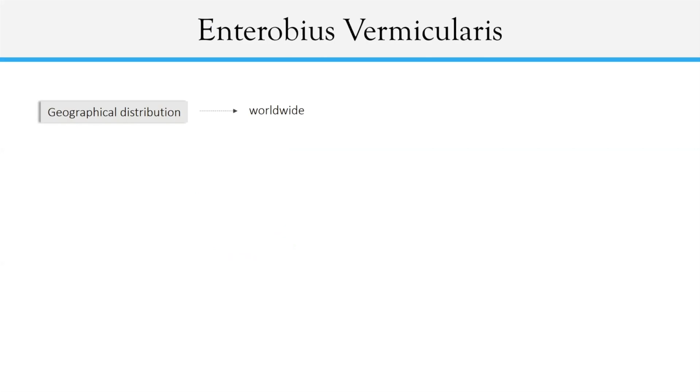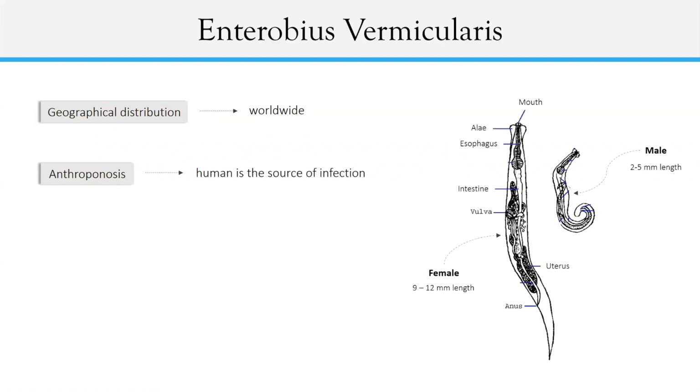Now let's speak about Enterobius vermicularis or pinworm. Its geographical distribution is worldwide. It is again anthroponosis, and here you may see a schematic illustration of the male and female of this parasite.